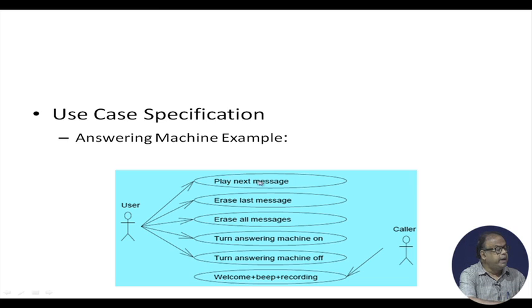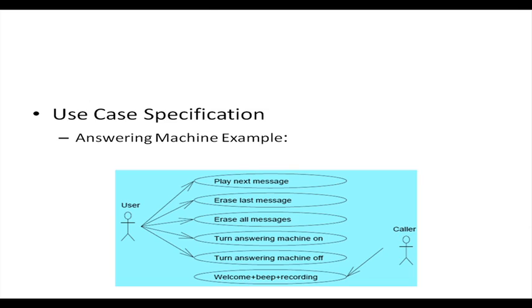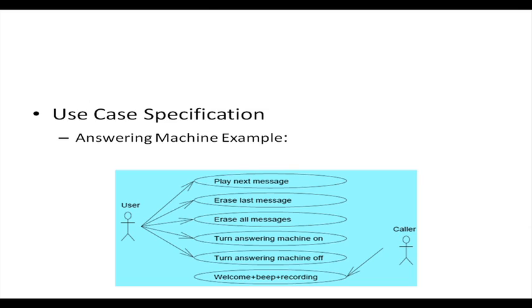When he comes back home, he can play the next message that is there. He can erase the last message. He can erase all messages. He can turn the answering machine on. He can turn the answering machine off. There should be more; he can record a new message, but that is not shown here. So, whenever I am designing an answering machine, this is given to me as a specification: the thing that you design must have the facility of doing all these things. Okay.